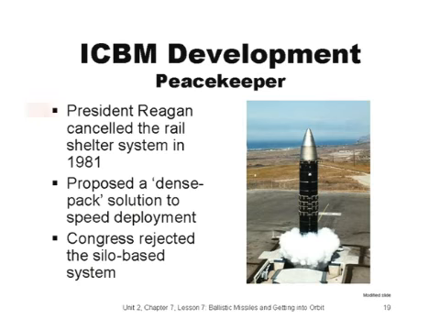In 1981, President Reagan canceled President Carter's missile development proposal and pushed for a dense pack solution, which was rejected by Congress as another silo-based system. Here's a picture of the missile rising up from the silo.